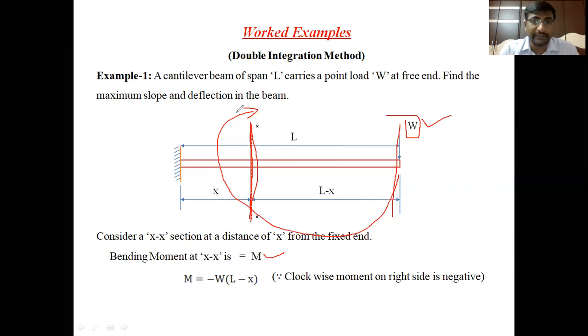Therefore, a clockwise moment is taken as negative on the right side of the section. We already studied the sign conventions of moment in the second and third chapters. The sign convention of the bending moment on the right side is: clockwise direction is negative, anti-clockwise direction is positive. So here I am taking minus W into L minus x as the moment. W is the load, L minus x is the perpendicular distance between the section and the load, and the minus sign represents the clockwise moment about XX. This is the bending moment at XX, since a clockwise moment on the right side is negative.